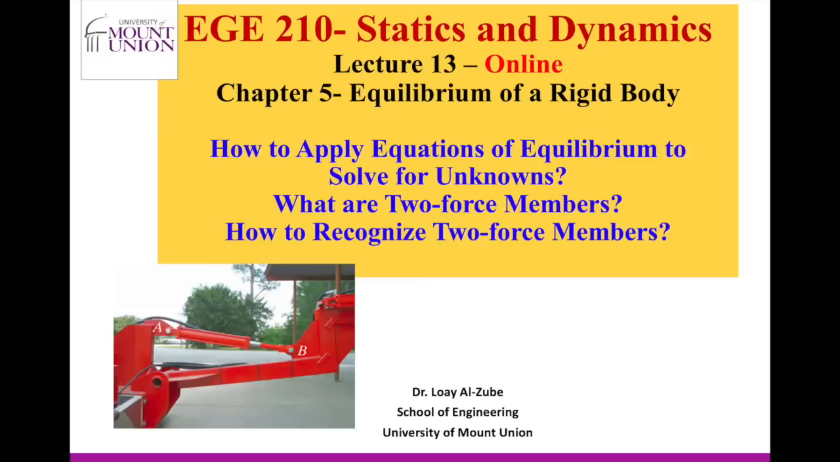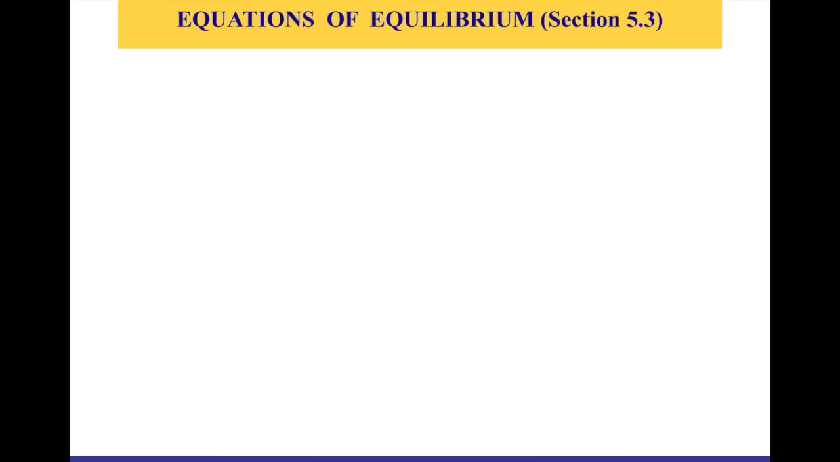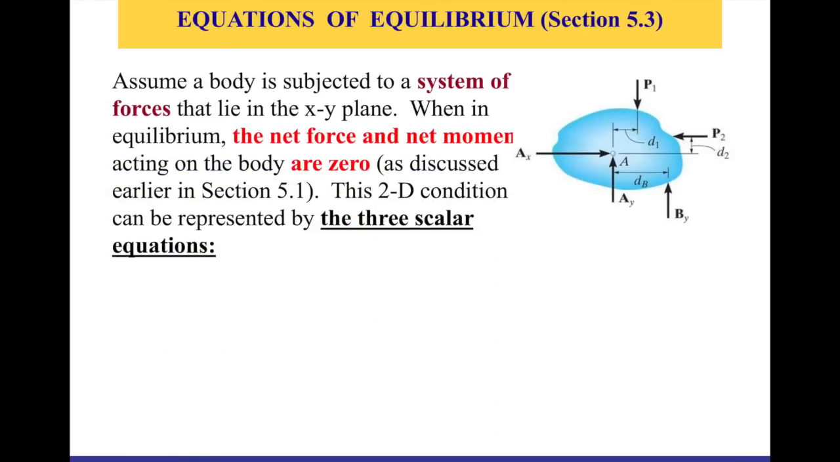Going back one step, we talked about rigid bodies, and we said that they're real life structures and not particles, so there's no single point where the force is acting. So how can we construct the equations of equilibrium and solve for unknowns in such systems, for rigid bodies? For the equations of equilibrium, we assume that the body is subject to a system of forces that lies in the xy plane, so it's a two-dimensional problem, or what we call a coplanar problem.